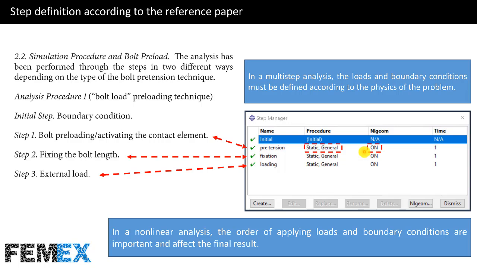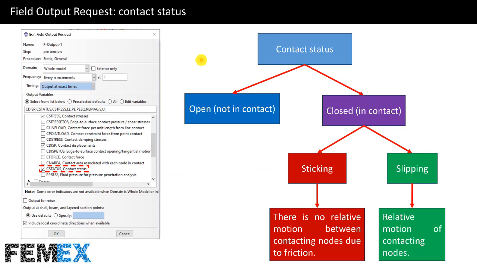Basically, in a multi-step analysis, the loads and boundary conditions must be defined according to the physics of the problem. And the order of applying loads and boundary conditions is important and affects the final result, because in a nonlinear analysis, the principle of superposition cannot be used anymore. Now I want to talk about contact status, which is one of the contact outputs.